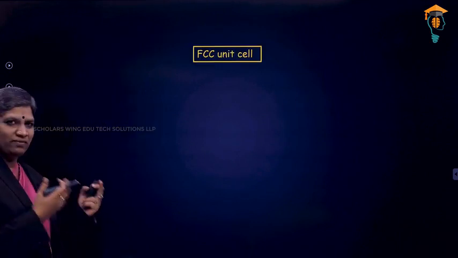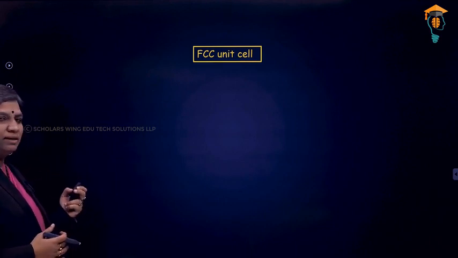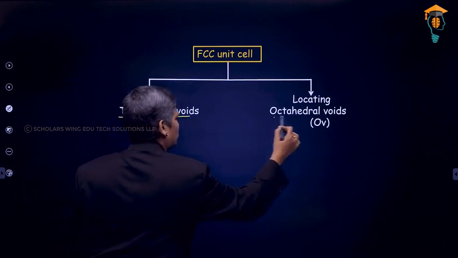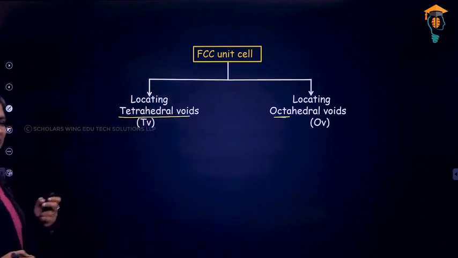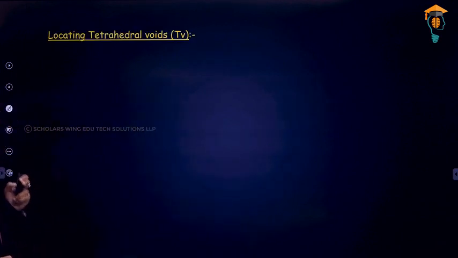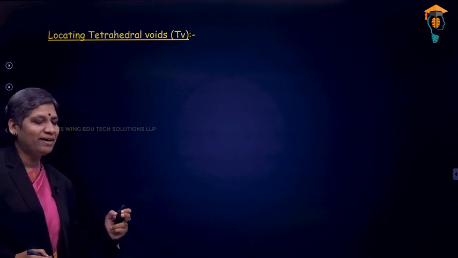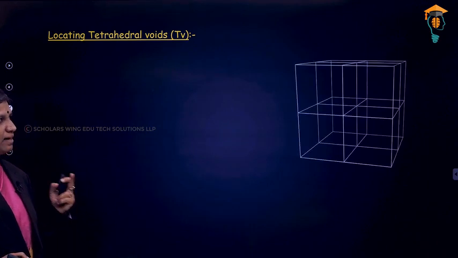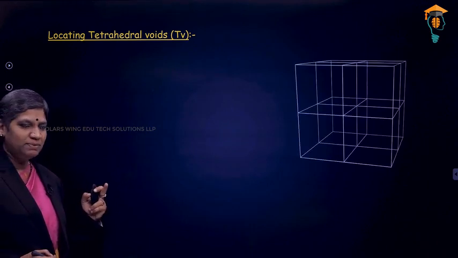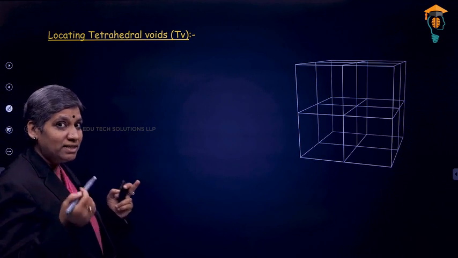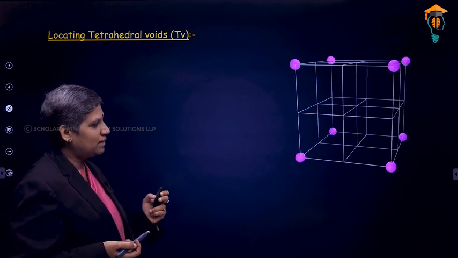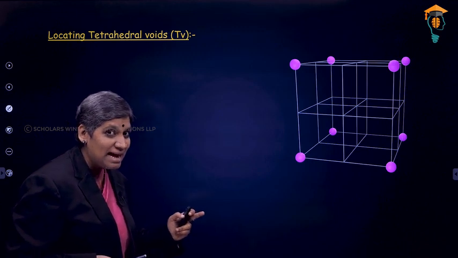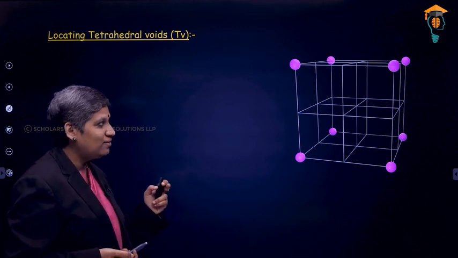So we have considered the FCC unit cell, and here we are trying to locate tetrahedral voids and octahedral voids. To begin with, let us start locating tetrahedral voids. For that, you need to take up the FCC unit cell. Is this an FCC unit cell? Absolutely not. Because what is an FCC unit cell? Look, the particles should be present at the corner positions as well as at the centers of the faces.